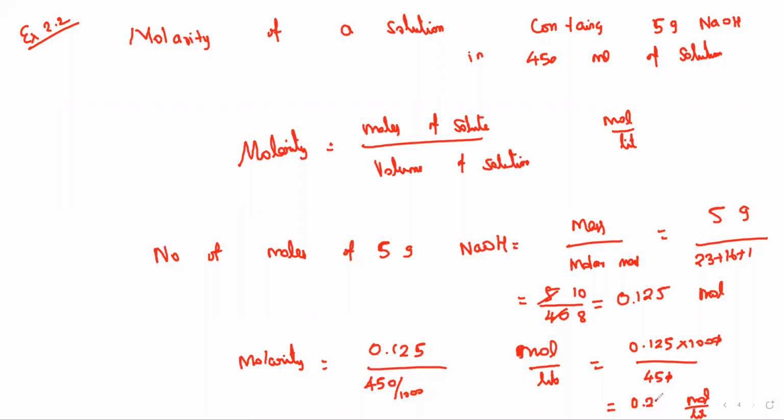So 0.278 mole per liter, and yes. 1 liter, we can say, is 1 decimeter cube also, because 1000 liter is 1 meter cube. So 1 liter will be 1 decimeter cube. So the 0.278 mole per liter we can say, and also we can say mole per decimeter cube. It is dm cube also we can say.